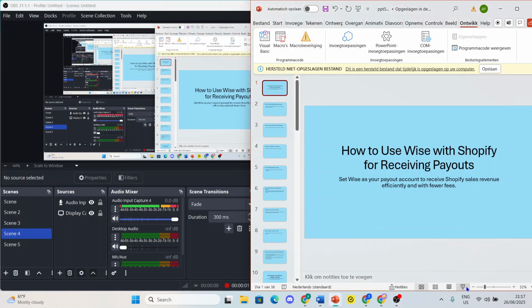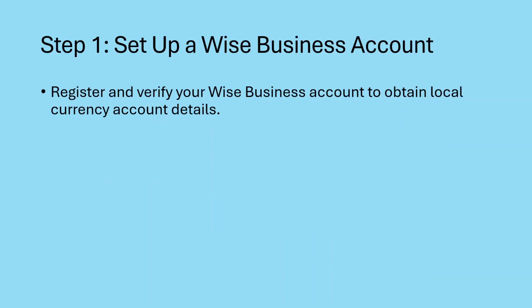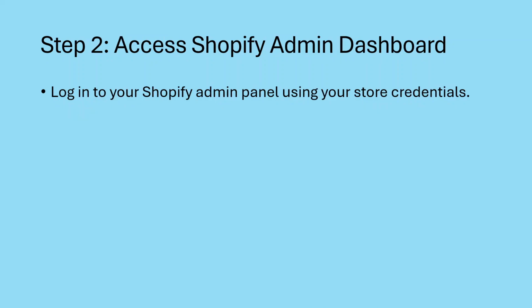In this video, I'll show you how to use Wise with Shopify for receiving payouts. Step 1. Set up a Wise business account. Register and verify your Wise business account to obtain local currency account details. Step 2. Access Shopify admin dashboard. Log into your Shopify admin panel using your store credentials.